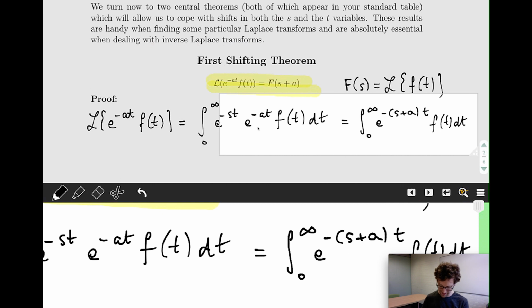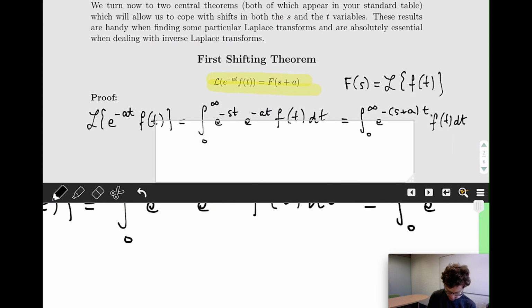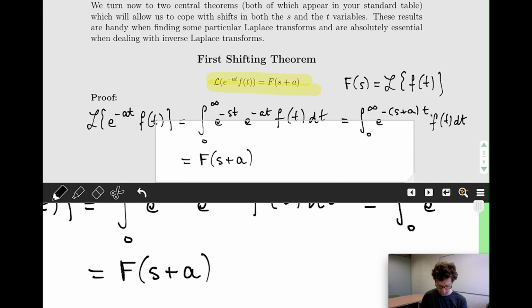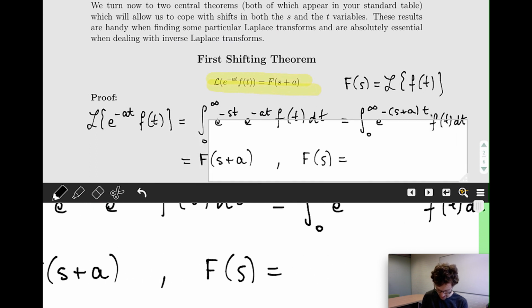But we notice that this looks exactly like the definition of the Laplace transform, except that s here, e to the minus st, has been replaced by s plus a, e to the minus (s plus a)t. So this is going to be exactly the same as the Laplace transform of f of t, except everywhere I see s, I'm going to replace it with s plus a. So what I mean by F of s here is that this is the Laplace transform of the function without that exponential in front.